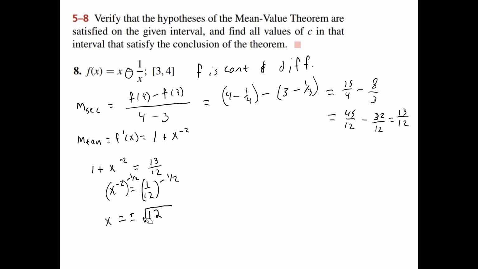Okay, plus or minus, but we're only looking in the interval from 3 to 4, so we're not using the negative. And the square root of 12 is in between 3 and 4 because 3 squared is 9 and 4 squared is 16.